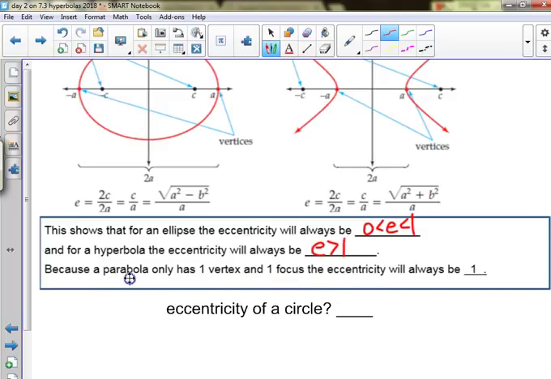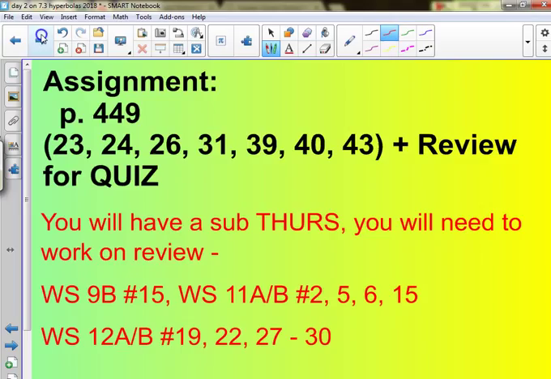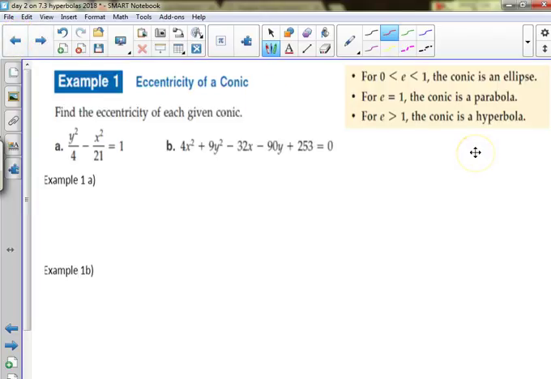For a parabola, it has 1 vertex and 1 focus, therefore it's at 1. And the eccentricity of a circle, because you have to put the foci right on top of each other, if you treat a circle as an ellipse, it will turn out 0, okay? Because you will find c equals 0. All right. Do you have these two questions?